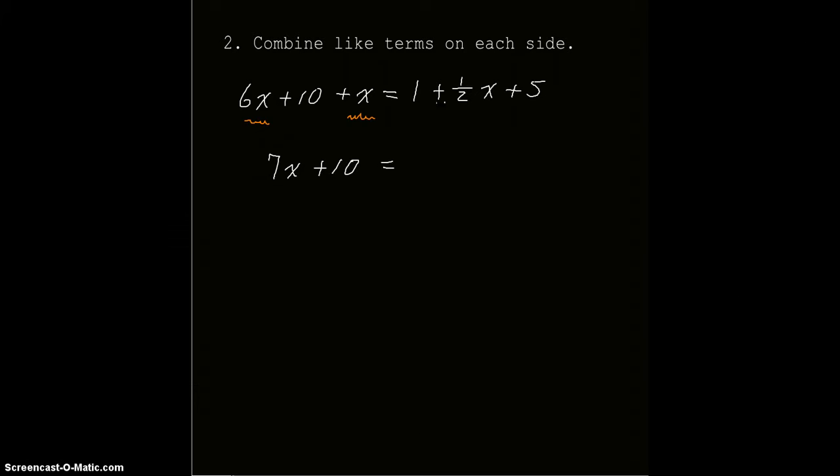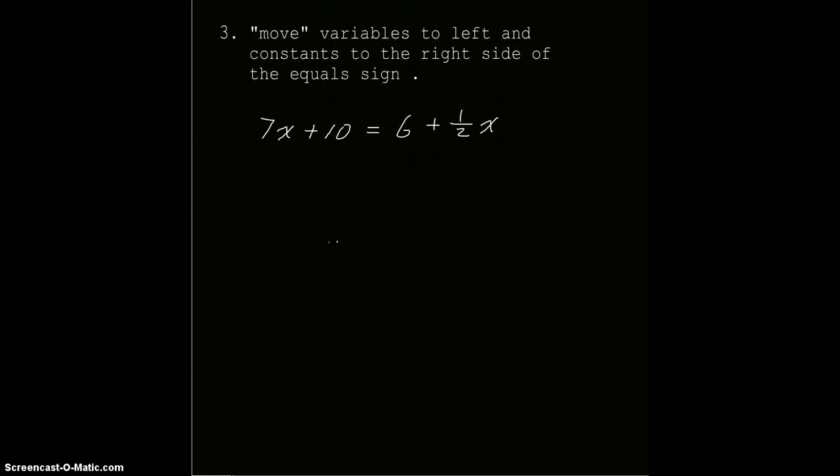And that equals, and I look on the other side for what is common. Well, I've only got one x in the middle. I've got this 1/2 x, but I've got the number 1 and I have the number 5, and those two things can be added together, so I get 6 plus 1/2 x. So now I've combined terms on each side. Let's go on to the next step.